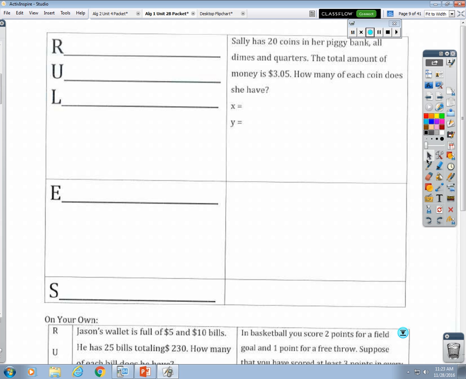All right, what does R represent? Read the problem. Okay, so let's go ahead and read it. Sally has 20 coins in her piggy bank, all dimes and quarters. The total amount of money is $3.05, so how many of each coin does she have?